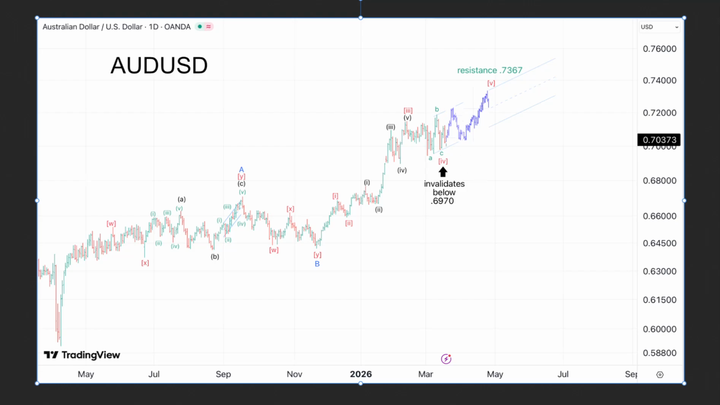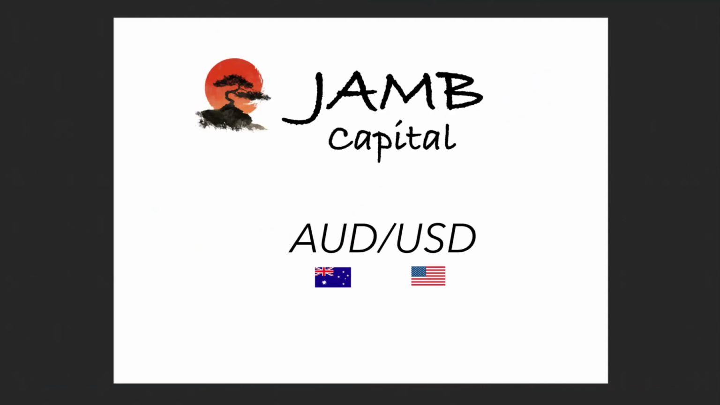So I will leave you with this. In conclusion, 6970 is a key support level. If it's broken, it looks to be an exhaustion. If not, we're going to see the market, the Aussie, creep up against the dollar.